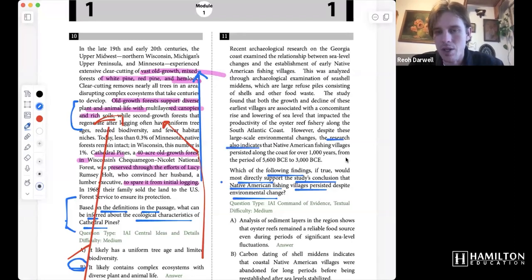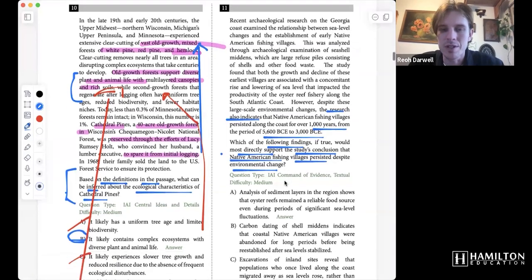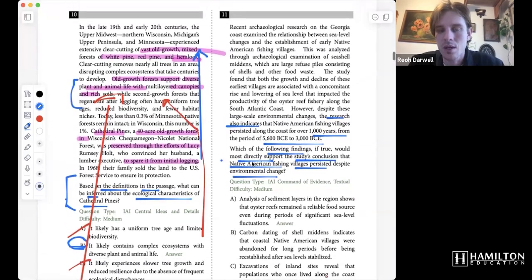Okay, so we want to ask, what shows an example of this? Analysis of sediment layers in the region shows that oyster reefs remained a reliable food source even during periods of significant sea level fluctuations. So why does this work? We see that large refuse piles consisting of shells and other food waste are in the sediments, and that these early villages rose and lowered based on sea level, which impacted their oyster fishing.